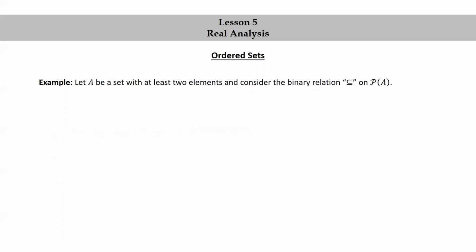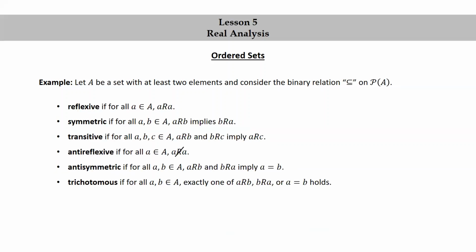Another example. Let A be a set with at least two elements and consider the binary relation subset on the power set of A. Again, let's go through each property and check if they are true or false. Reflexive, if for all x in the power set of A, x is a subset of x. That's true. Symmetric, for all x, y in the power set of A, x a subset of y implies y is a subset of x. That's false. For example, the set containing 0 is a subset of the set containing 0 and 1, but the set containing 0 and 1 is not a subset of the set containing 0.